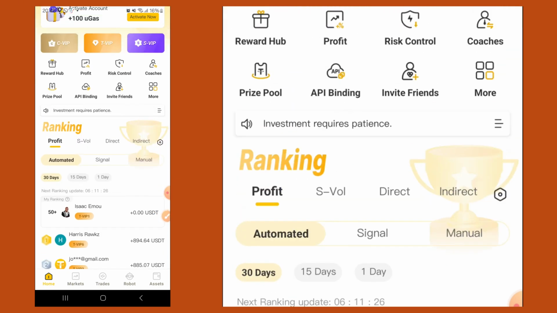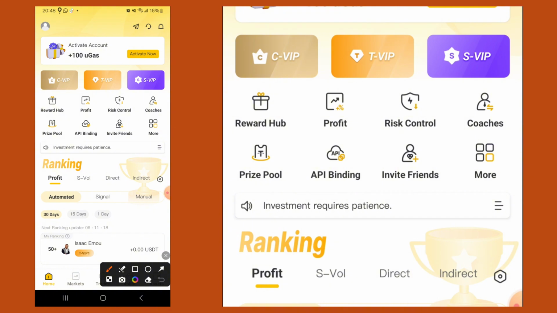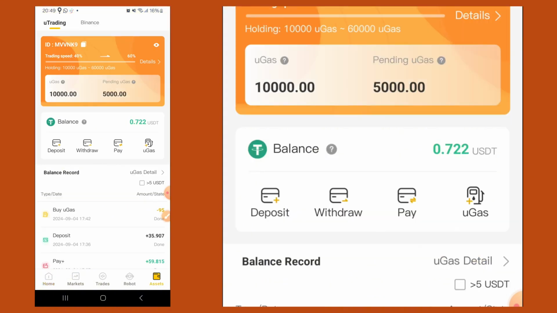Okay, this is our robot. Ensure that you did the API binding. Ensure that you have your capital. This is my new account, by the way. As you can see, I haven't used even a single UGAS. I haven't even claimed the UGAS. And you can see, for those that follow me, that's not my usual code. And I'm starting this account afresh.